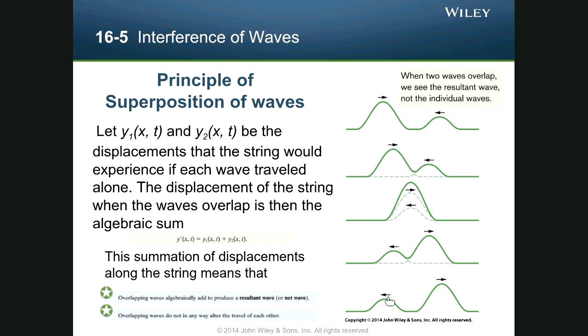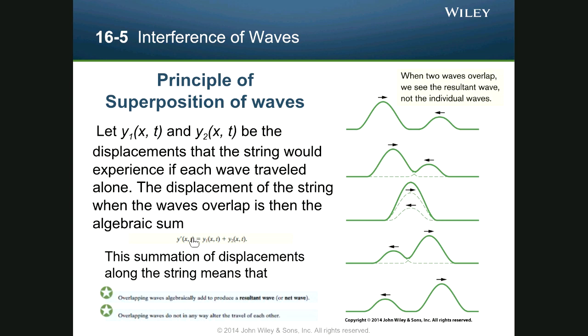They're not affected by this collision, all right? And you'll notice that since you have two waves, you'll have two terms here, okay? We want these to be two separate displacements that the string would experience if each wave traveled alone, okay? So these are two independent expressions. So the displacement of the string, when the waves overlap, is then just the algebraic sum.